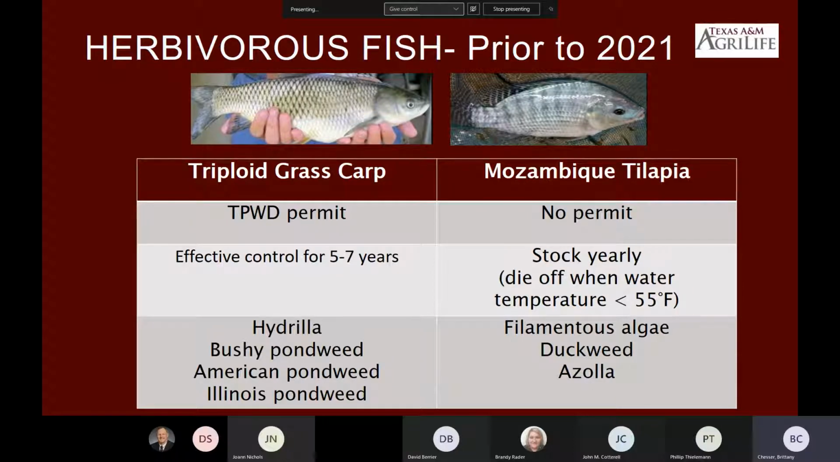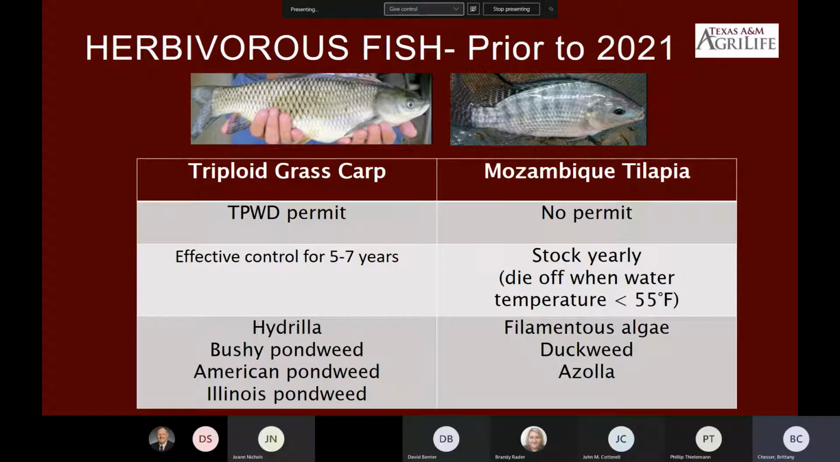So really, if this is the type of vegetation management you want in your pond, you are going to have to stock them yearly, just like I discussed with our biological control insects. For Mozambique tilapia, you will stock them once the water temperature has stabilized above 65 degrees Fahrenheit. Typically, we recommend a stocking rate of mixed sex of 25 to 30 pounds per acre. Tilapia are very effective at controlling duckweed and azolla.